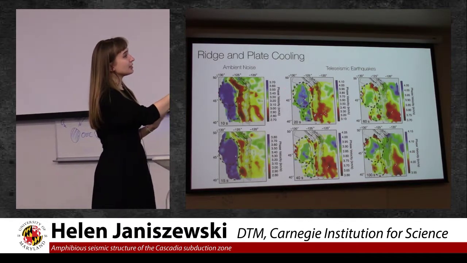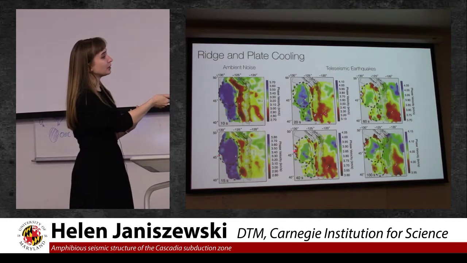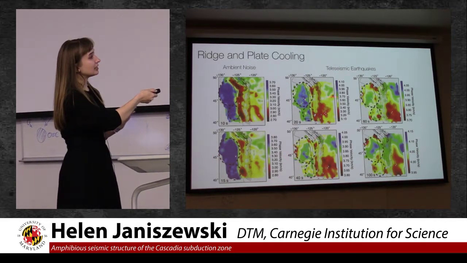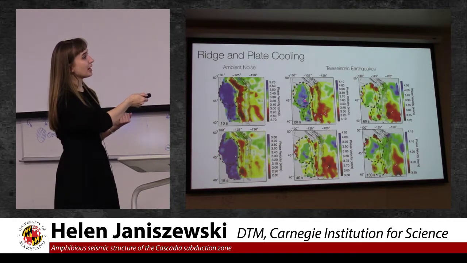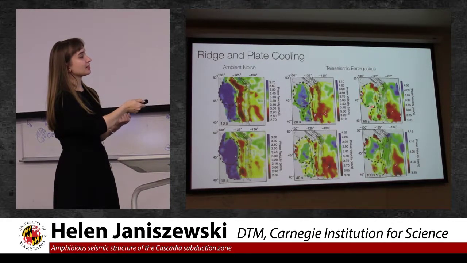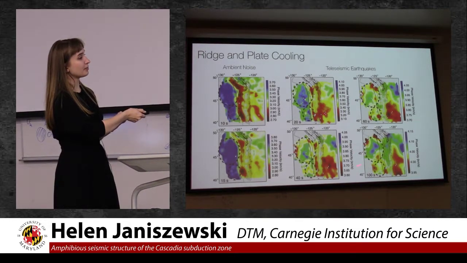Another thing to notice is along the Juan de Fuca and Gorda ridges, we can see that velocities tend to be a bit slower and then they get faster as we're moving away from the ridges. And this is still continuing at 60, and even at 100 kilometers, we're still seeing that signature.